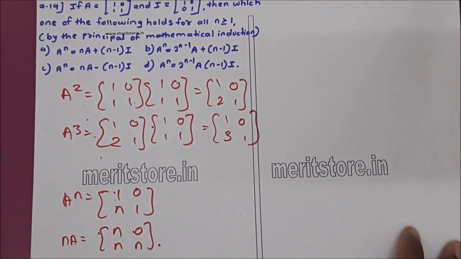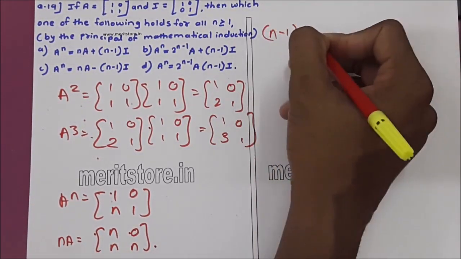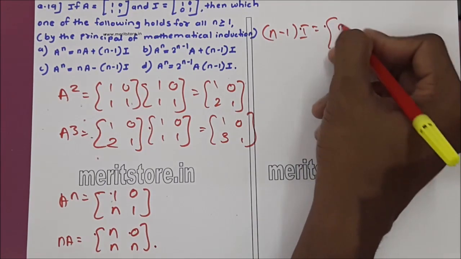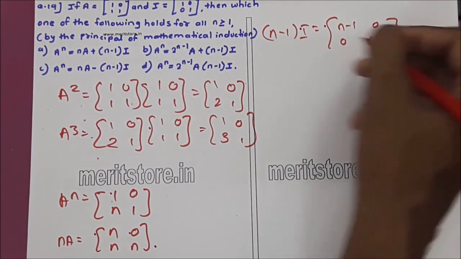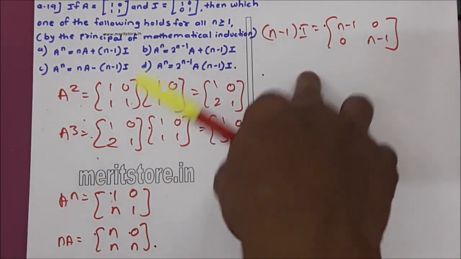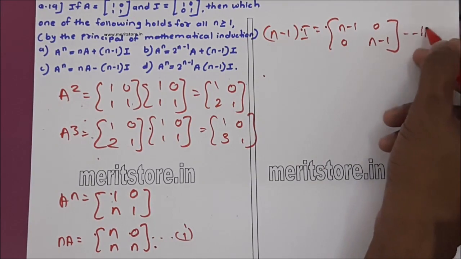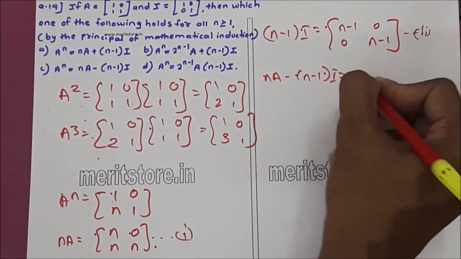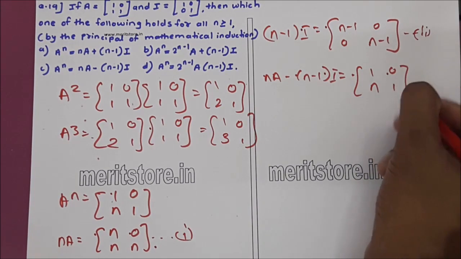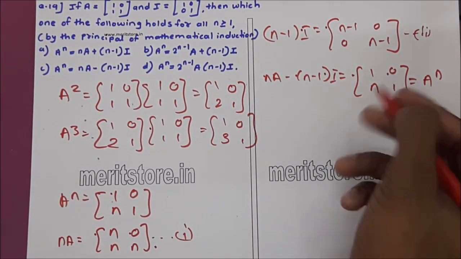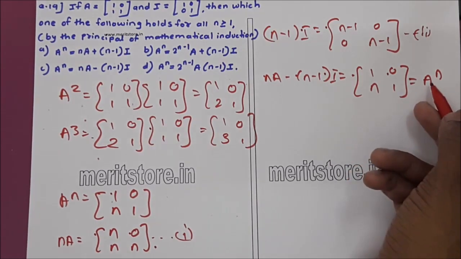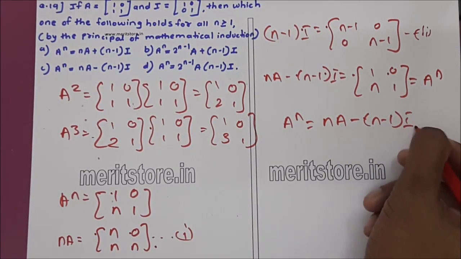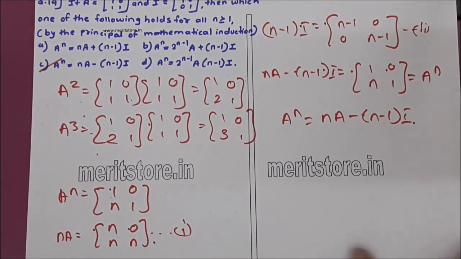We multiply with i also, that is n minus 1. If we see the options, we have n minus 1 i in every option, so we have to calculate for that. So we get n minus 1, 0, 0, n minus 1. So we subtract these two equations, that is equation 1 and equation 2. We get n into n minus (n minus 1) i is equal to 1, 0 and 1, which is equal to a raised to n. If we check the options, a raised to n is equal to n a minus (n minus 1) into i, which is option C. Option C is the correct answer.